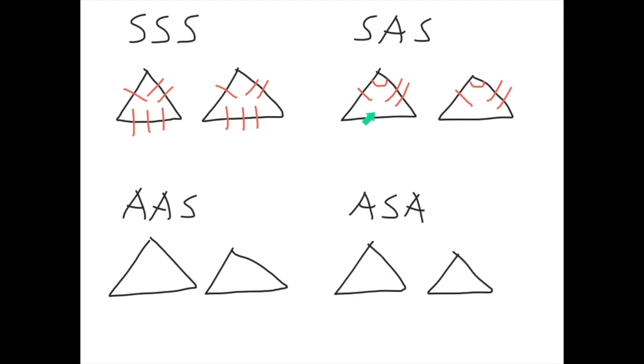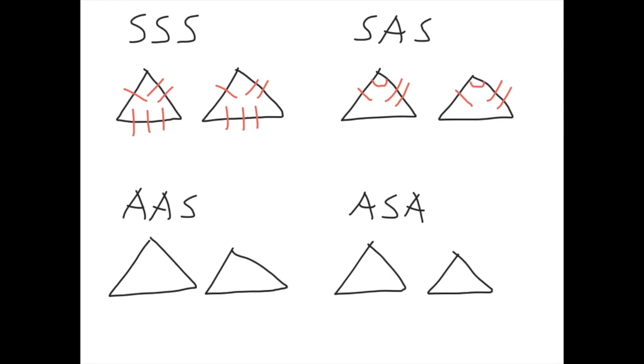So you look at the two sides that are congruent, it must be the angle that touches both of those sides. So if you have two sides that are congruent and the angle in between them is also congruent, then we know that the entire triangles are congruent.